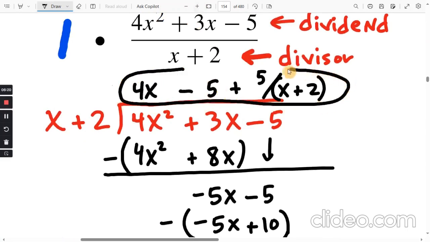Again, since we're doing the terminology, I'm not that big on definitions, but the answer is actually considered the quotient.